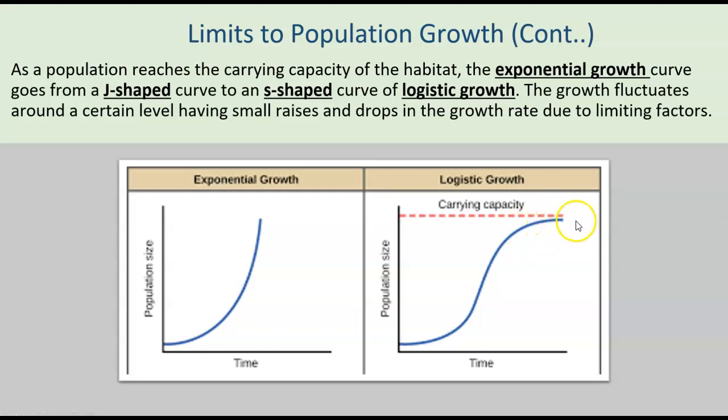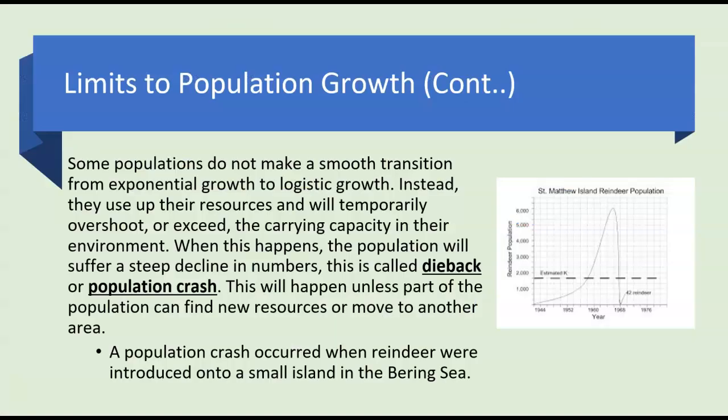But it's kind of been smoothed out for this explanation. The carrying capacity would be represented by the maximum amount, or the average of the maximum amount, that this population could sustain. So when we look at population growth, some populations do not make a smooth transition from exponential growth to logistic growth. Instead, they can use up their resources and will temporarily overshoot or exceed the carrying capacity. And that's not very good, because that means a lot of the organisms in the population are going to die.